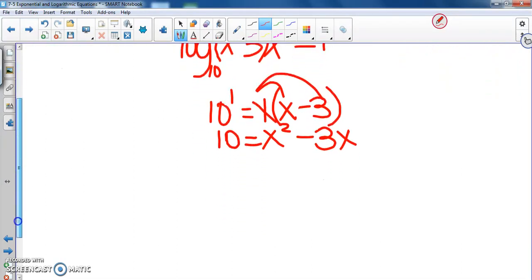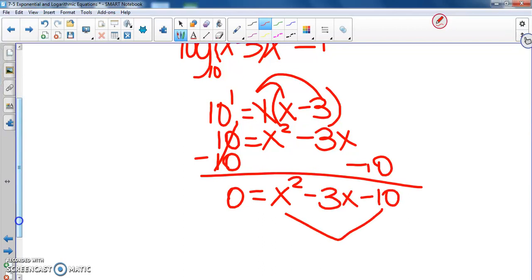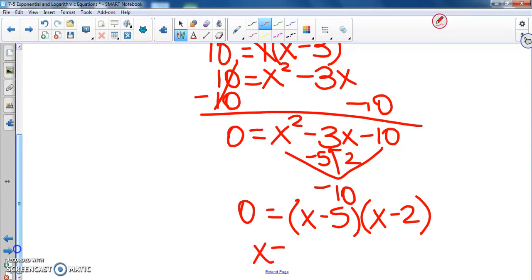Since this is a quadratic, we have to set it equal to 0 and factor. 0 is equal to x squared minus 3x minus 10. What multiplies to negative 10 and adds to negative 3? Negative 5 and 2. So x minus 5 times x plus 2 equals 0. Therefore, x equals 5 and x equals negative 2.